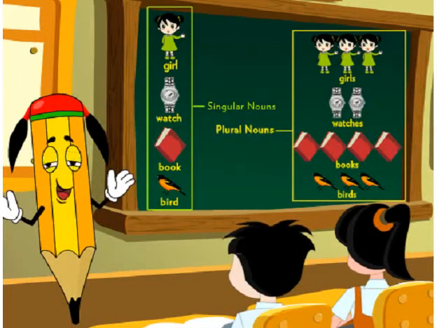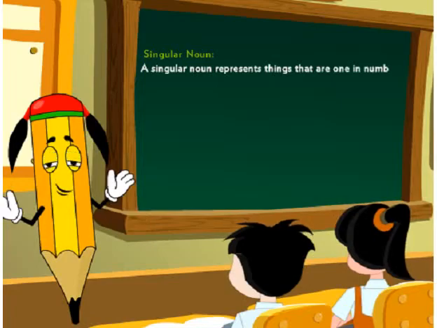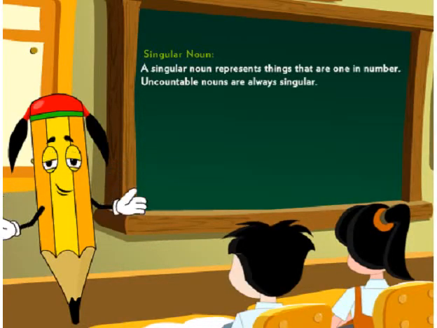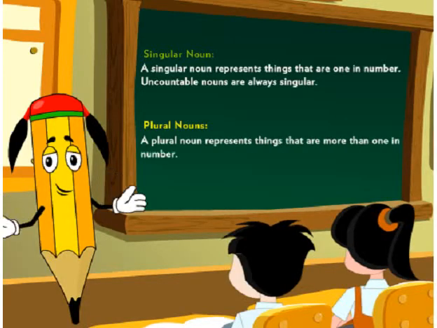Now, let's define singular and plural nouns. A singular noun represents things that are one in number. Uncountable nouns are always singular. A plural noun represents things that are more than one in number.